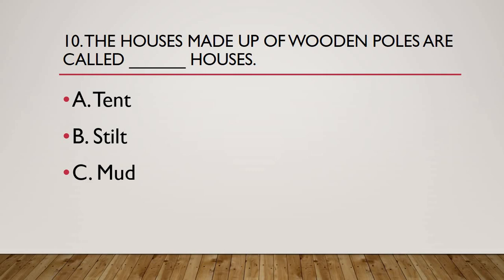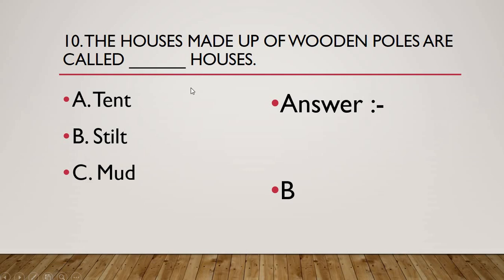So students, let me first of all explain what is stilt. Stilt houses are houses raised on stilts over the surface of the soil or the body of water. Stilt houses are built primarily as a protection against flooding. So these are the stilt houses. And mud, the house made up of clay and mud, those are the mud houses. So what do you think should be the correct answer? Let's see. The correct answer is option B, stilt houses. So the houses made up of wooden poles are called stilt houses.